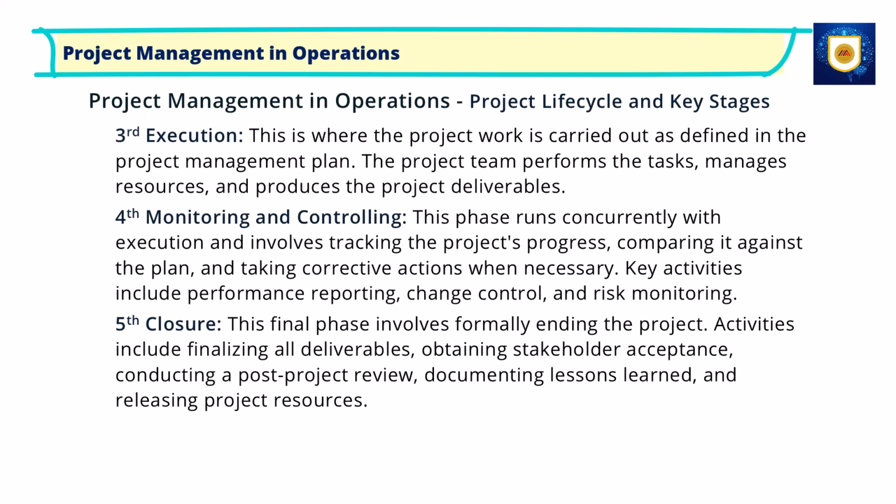Fourth, monitoring and controlling. This phase runs concurrently with execution and involves tracking the project's progress, comparing it against the plan, and taking corrective actions when necessary. Key activities include performance reporting, change control, and risk monitoring. Fifth, closure. This final phase involves formally ending the project. Activities include finalizing all deliverables, obtaining stakeholder acceptance, conducting a post-project review, documenting lessons learned, and releasing project resources.